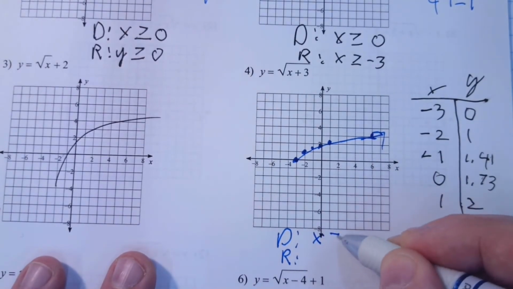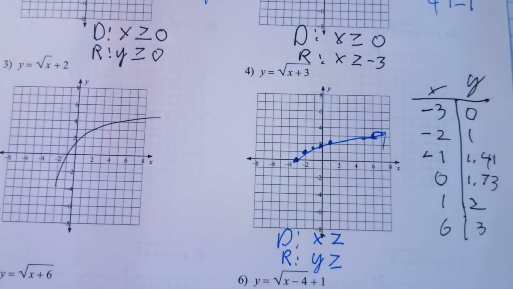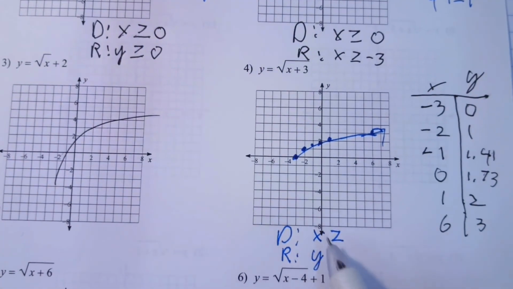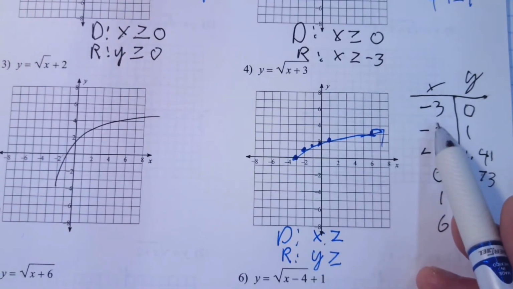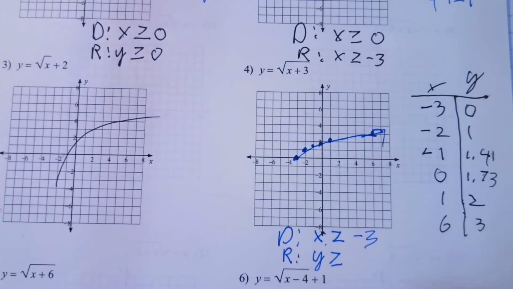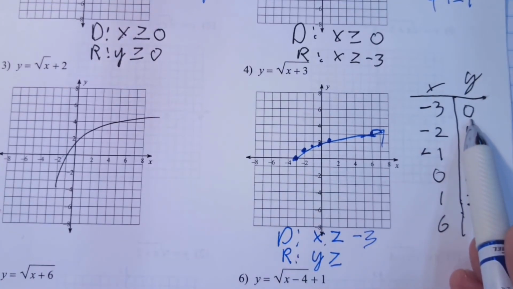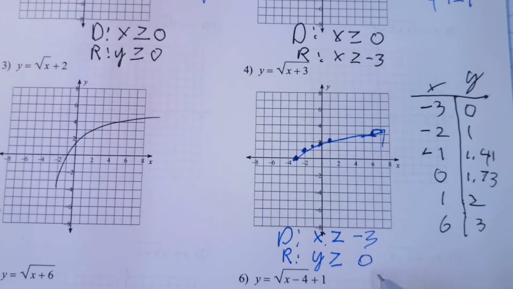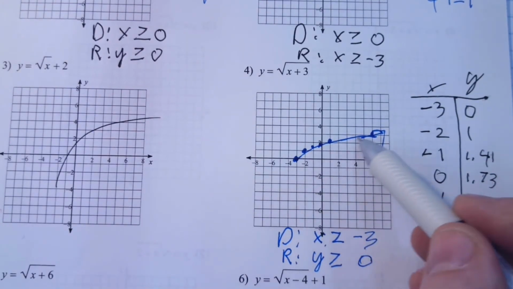So my x is going to have to be greater than some number, and my y is going to be greater than or equal to some number. What do we think my x is greater than? What do we think my y is greater than? Pretty much it's my starting point, isn't it? Because basically this is where I start, and then I go up and right from here.